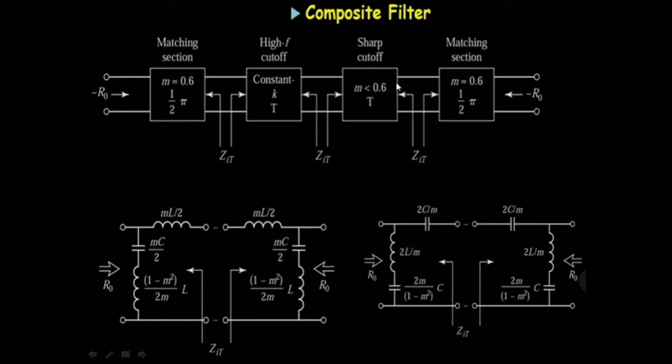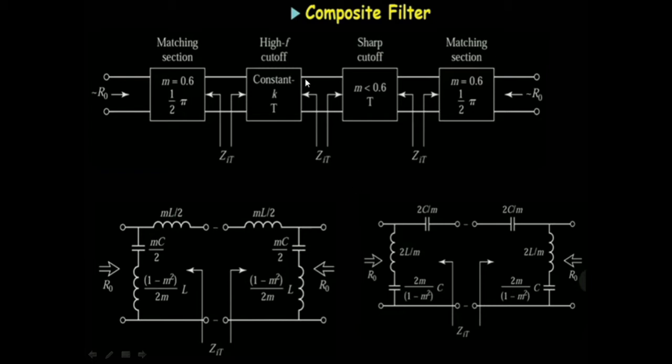Okay, but in between they are utilizing two filters. Now see these two different types of filter. One is constant K T filter, another one is m-derived filter. In the m-derived filter, in the in-between section, the m value must be less than 0.6. M represents midpoint impedance. So when you connect like this, the image impedance will be automatically matched. So ZIT represents matched image impedance.